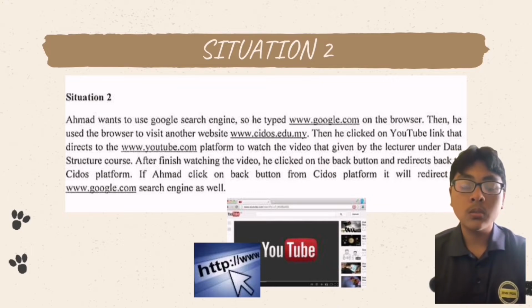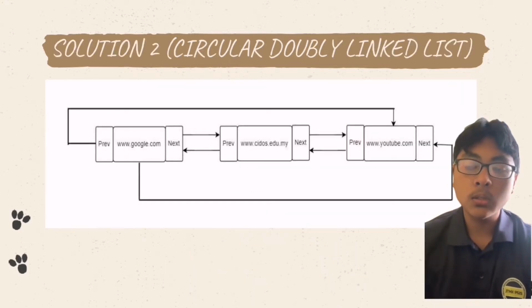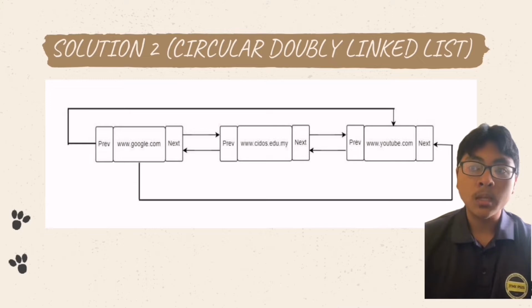So, based on the situation, we can implement the circular doubly linked list concept, because in the circular doubly linked list, each node contains addresses that point to the next and the previous node.